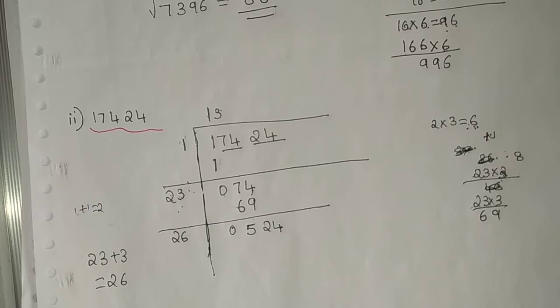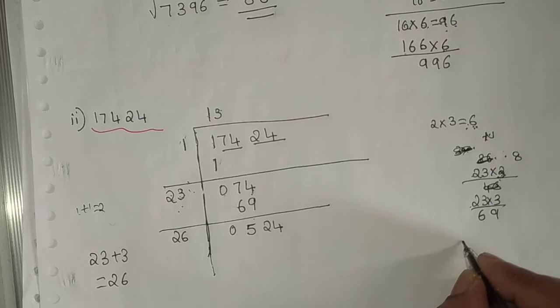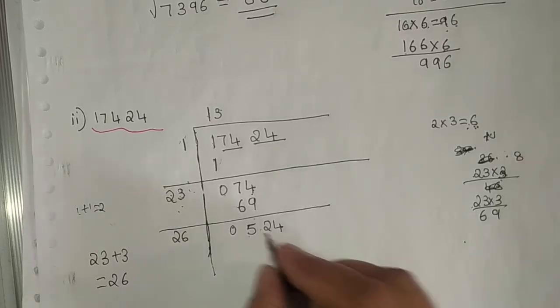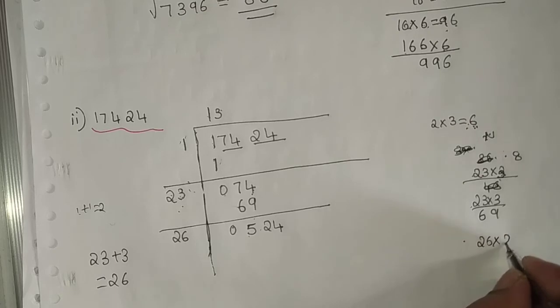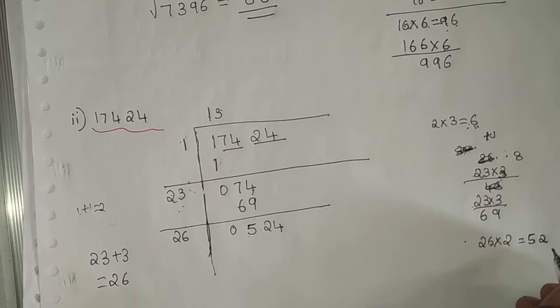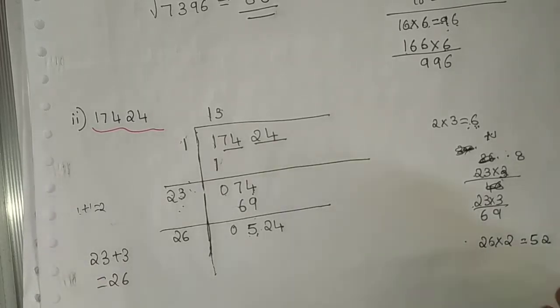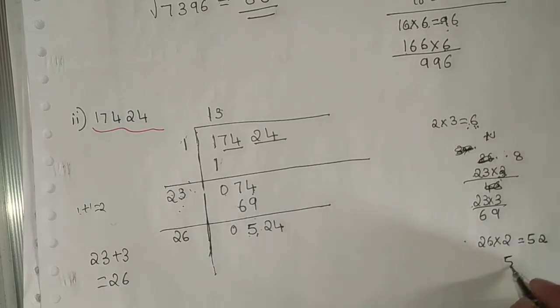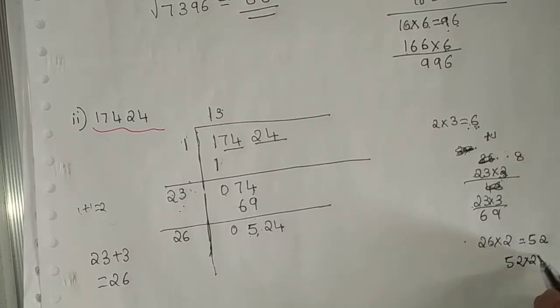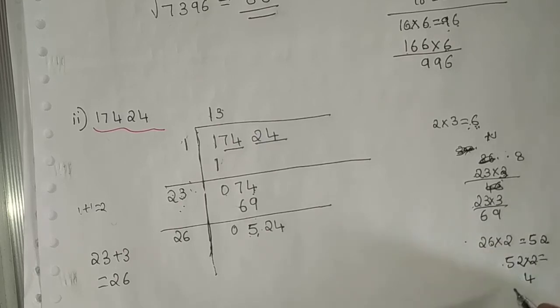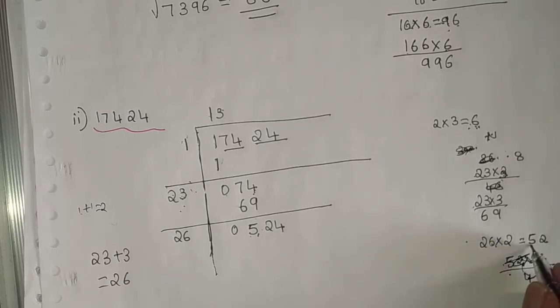So now we get 23, this we had 23 plus 3. Then see the number nearest to this. So this one, 26 into, we'll multiply and see, 2 is equal to 52. So this is the nearest number only. Then 52 into 2 will do. So this one will become 4 and this one will become 2 2s are 4, 5. So 52.